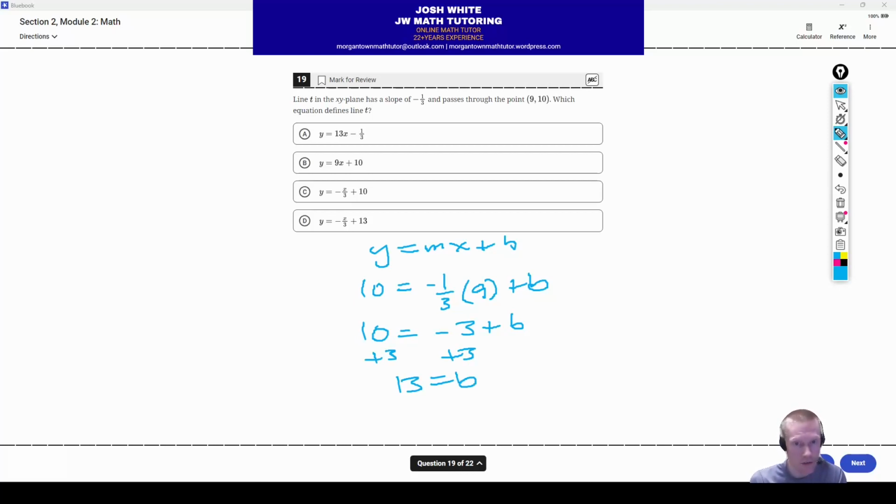So if you look at the answer choices, there's only one of them that has a b value, a y-intercept value of 13, and it's going to be down here. Correct answer has to be D. Of course, we just wanted to write it out, -1/3 x plus 13.